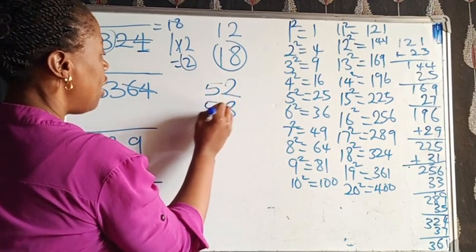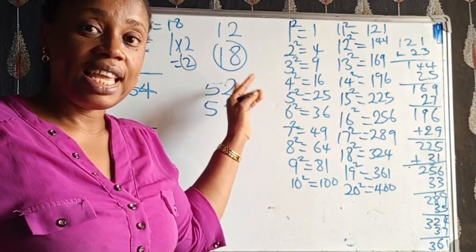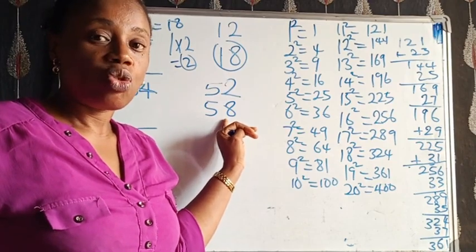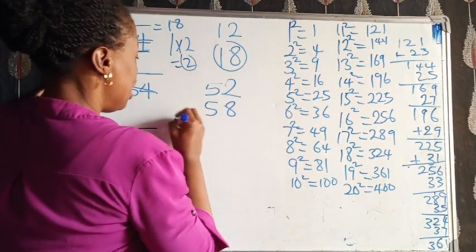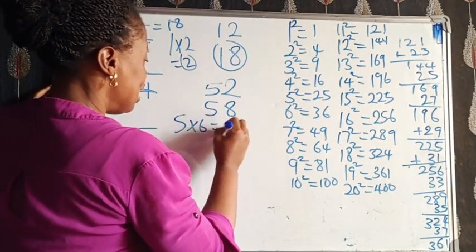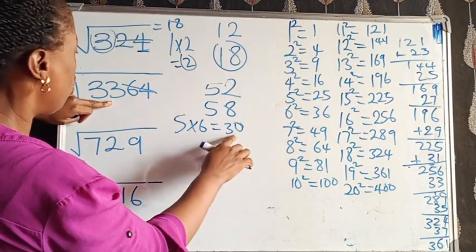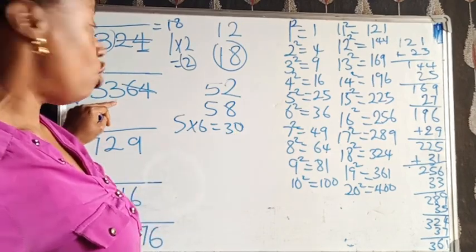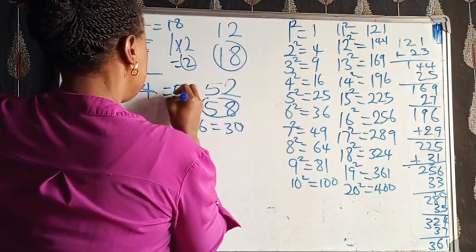5 here, 5 here. Now we have to determine which of it is the answer, whether it's 52 or 58. The next number that follows 5 is 6. So we say 5 times 6, which is 30. Now we have to compare 30 and 33. Which one is greater? 33 is greater. So the answer here will be 58.